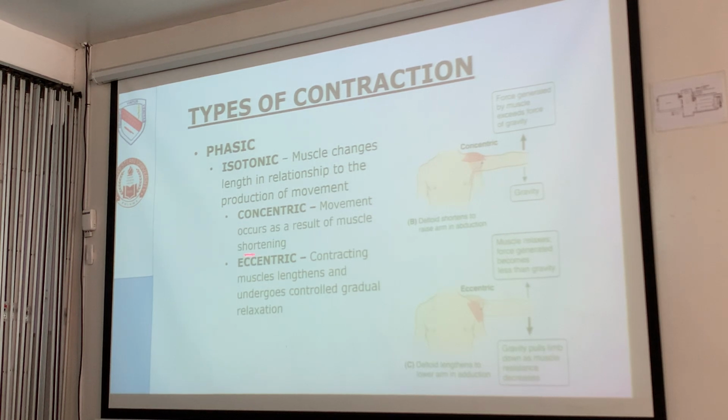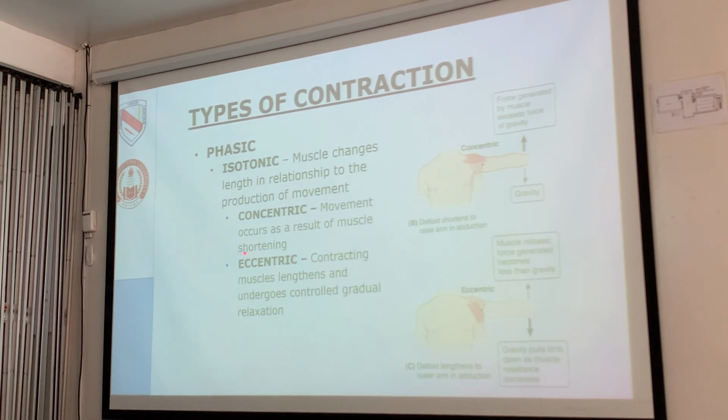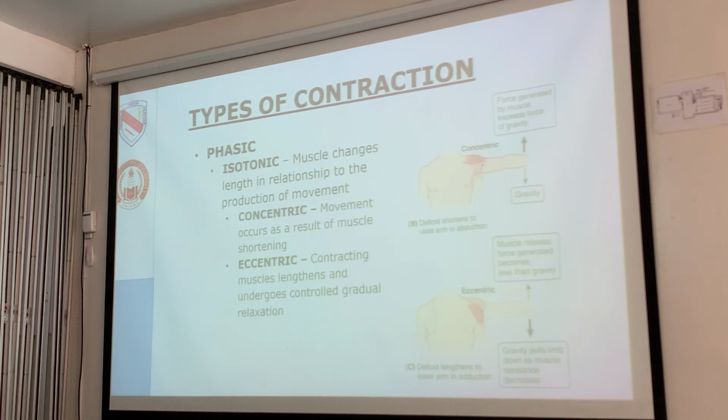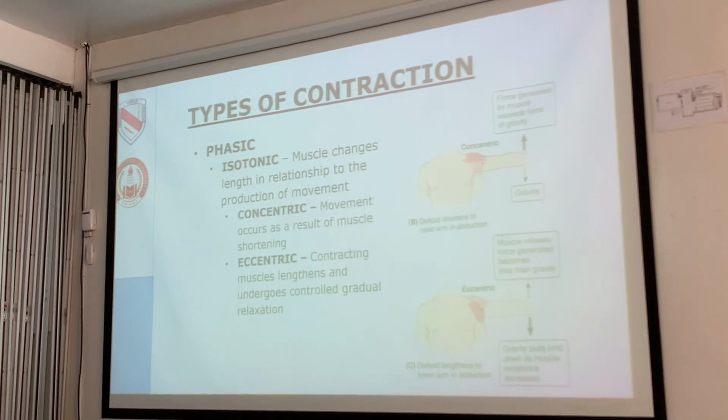You have your concentric and eccentric movement. Concentric movement occurs as a result of muscle shortening. For example, raising up your hand, of course, your deltoids will shorten. For eccentric, the contracting muscle lengthens and undergoes controlled gradual relaxation. Putting your hands down is a gradual relaxation of your muscle. That would be your eccentric movement.